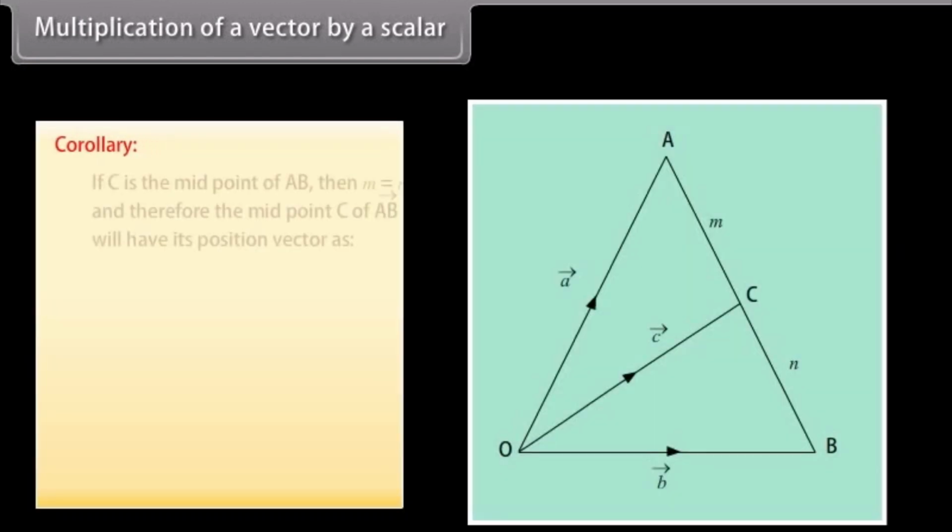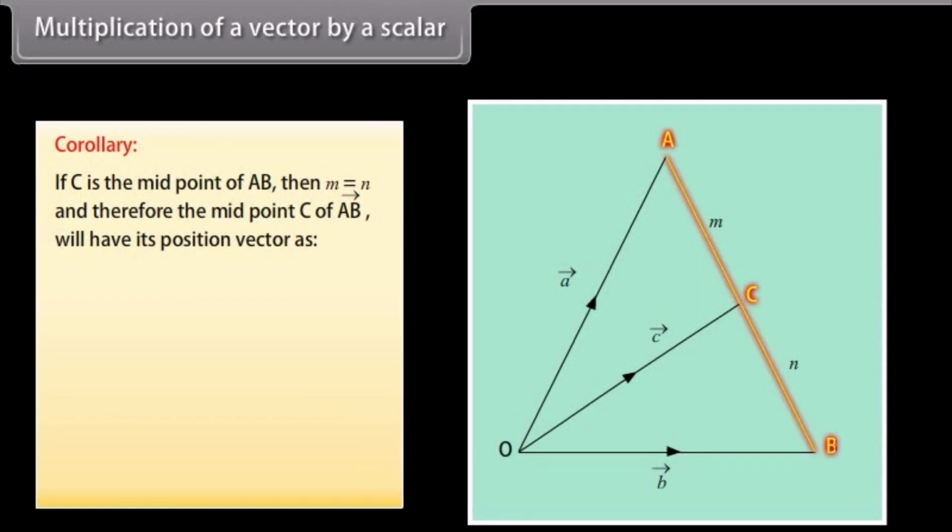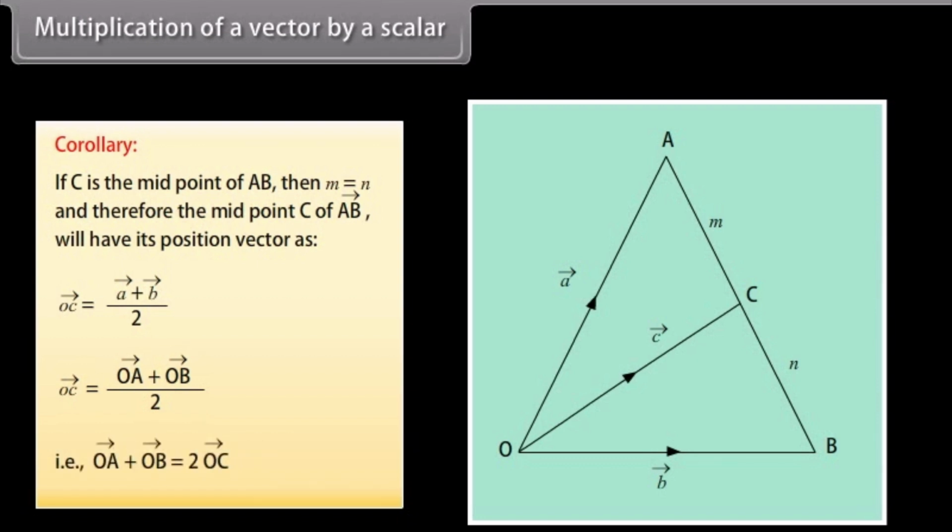Corollary. If C is the midpoint of AB, then m equals n, and therefore the midpoint C of vector AB will have its position vector as given below. Vector OC equals vector A plus vector B by 2. Vector OC equals vector OA plus vector OB by 2. Vector OA plus vector OB equals 2 vector OC.